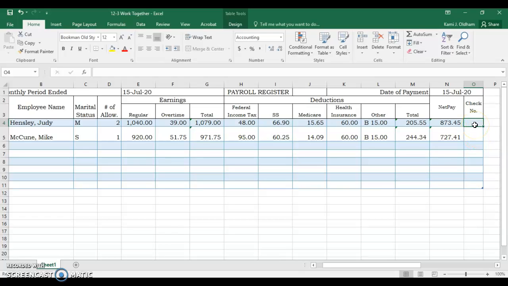The other instruction here says that we're going to total the amount columns of the payroll register and prove. So we are going to do totals, and you're going to total each column. I'm just going to go ahead and plug in those numbers for you. So there's our earnings columns. Then we have our deduction columns.